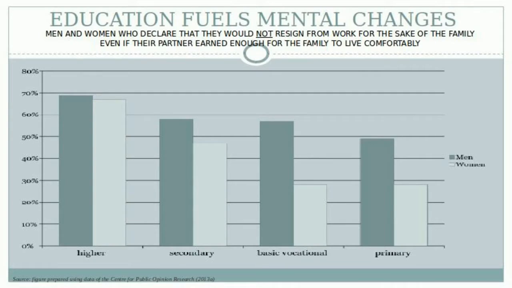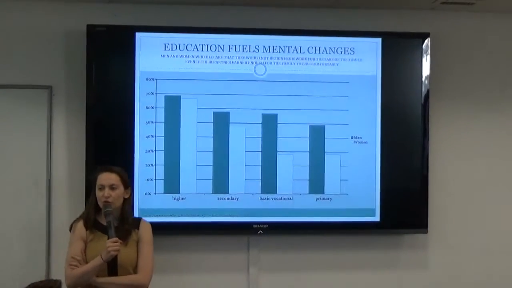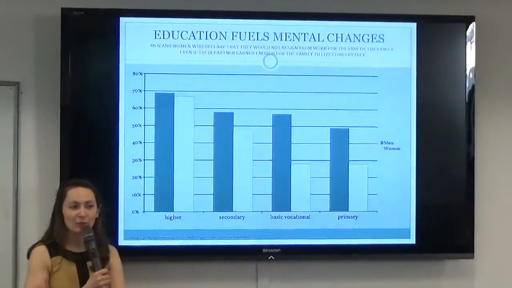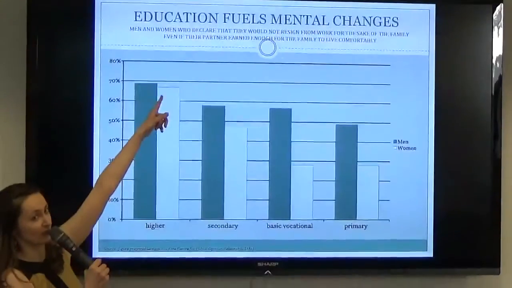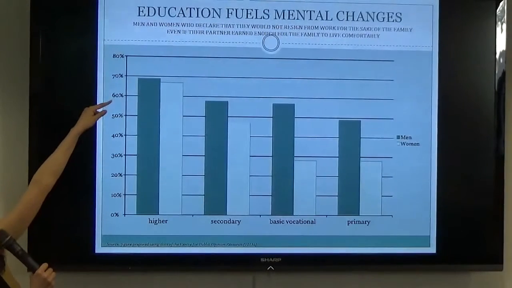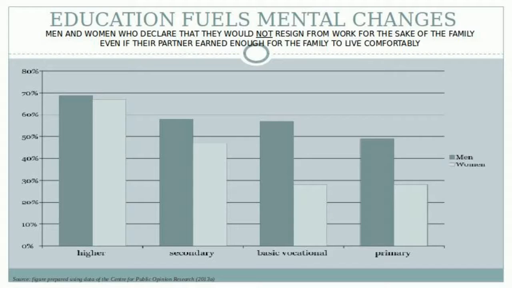Here we have a very important question. People are divided by their education, primary, basic, secondary, higher, and then by gender. And then we ask them the question, would you resign from work for the sake of your family if your partner would earn so much money that the family can live very comfortably? And here we see that, for example, women and men with higher education, first of all, are very similar to each other, and second of all, are very unlikely to drop the work. Almost 70% of them would not be ready to do that.